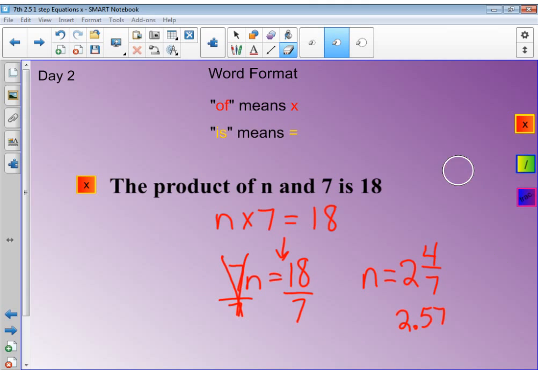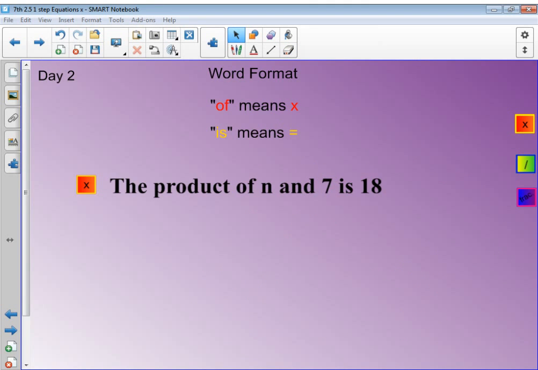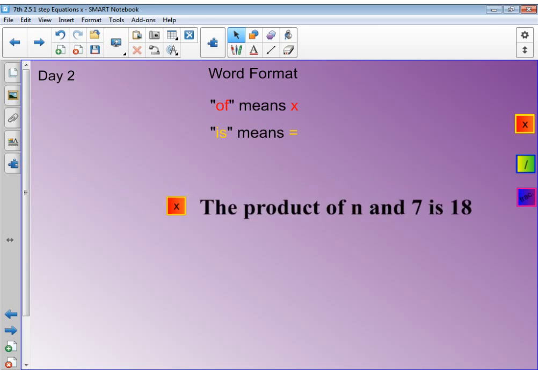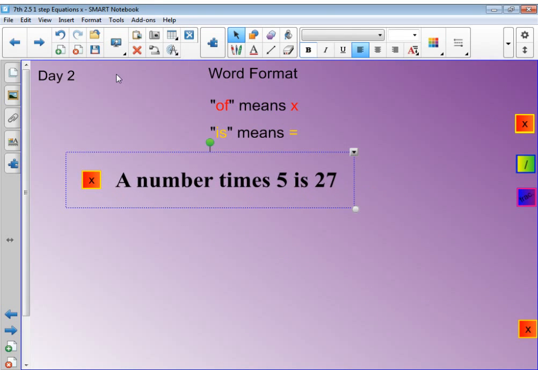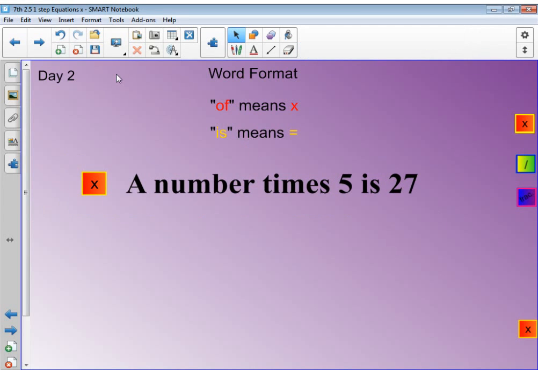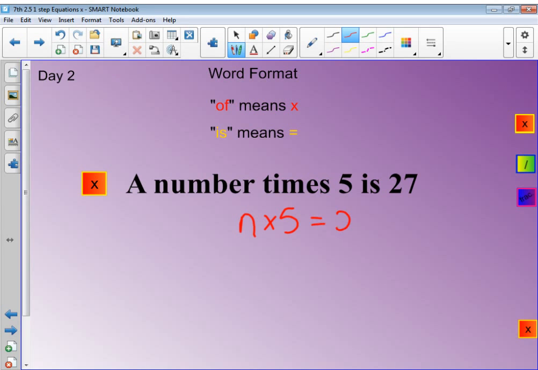The second part of this is going to be similar to what we were doing. The new part is getting the words written out. So that one used the word product for multiplying. Here we have a number times 5 is 27. So a number times 5 is 27. You guys are used to seeing this like 5 right next to the n equals 27.